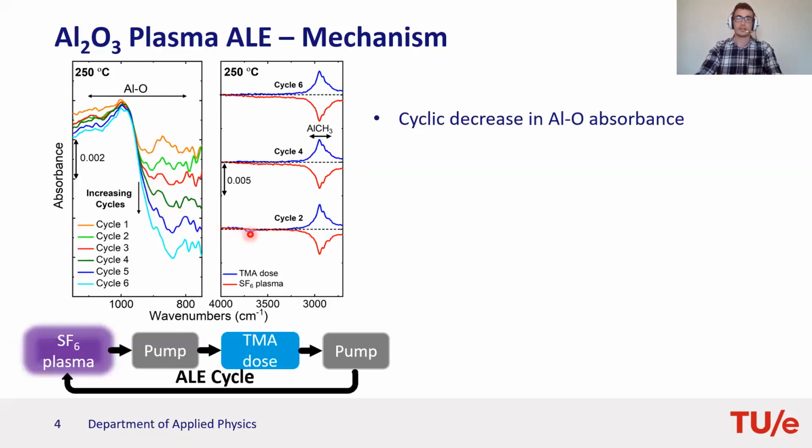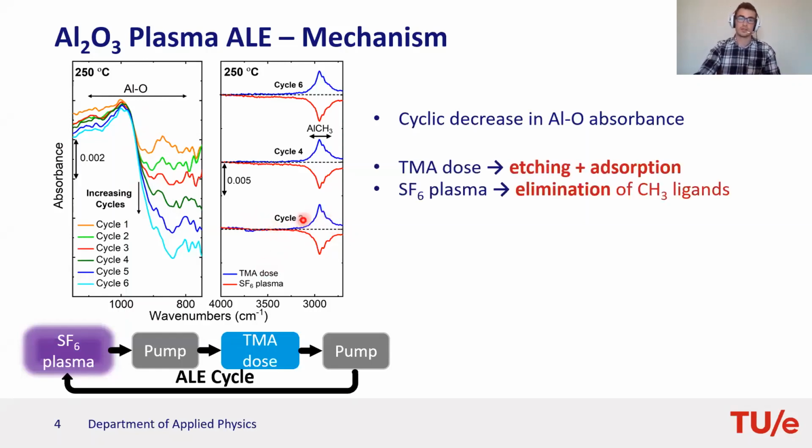If we then look at the FTIR absorbance spectra for each half cycle referenced to the previous half cycle, we can see that when dosing TMA, so this blue line here, there is an increase in methyl group absorbance. This is thought to be due to, once the TMA has removed the aluminium fluoride surface region, it is then free to react with the exposed aluminium oxide bulk underneath. So this absorbed TMA generates a methylated surface.